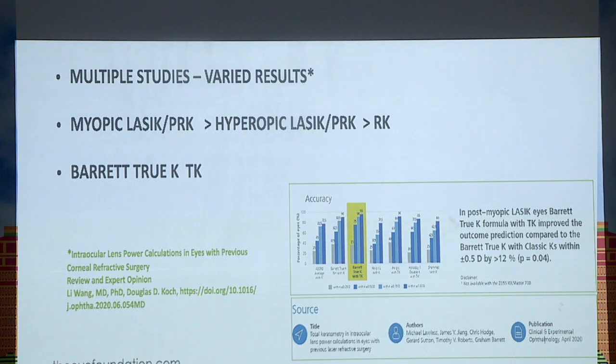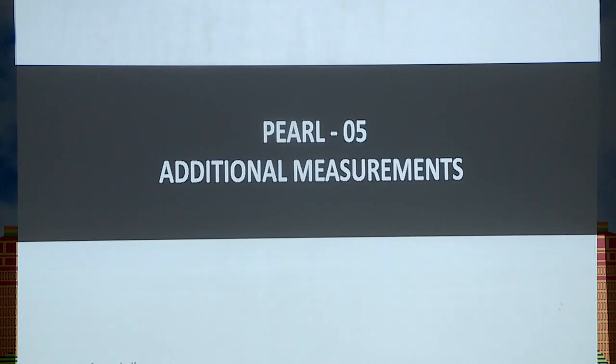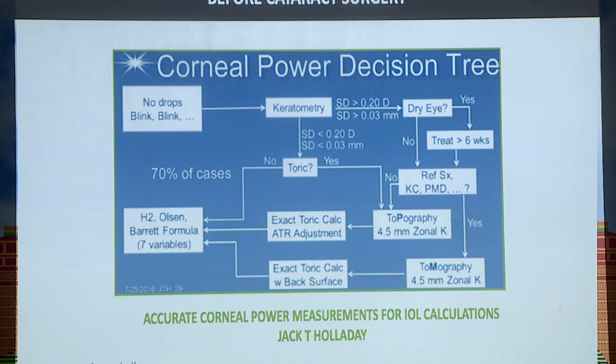Again, in post-laser vision correction, multiple studies have told that when you do your IOL power calculations, you are better in myopic eyes, myopic LASIK eyes, less than PRK, then comes hyperopic LASIK. And in all these situations, you find if you're using your Barrett TrueK TK, you are actually doing good. There are certain additional measurements. All I've been talking about, 70% of the cases you are going to be doing well.